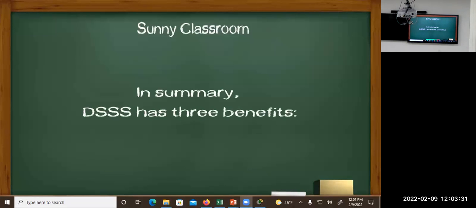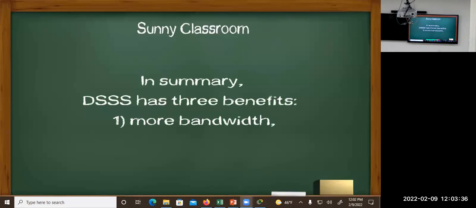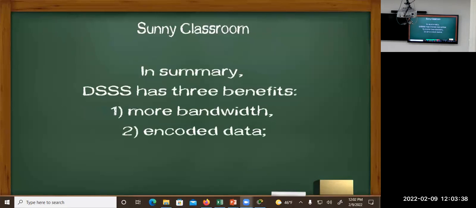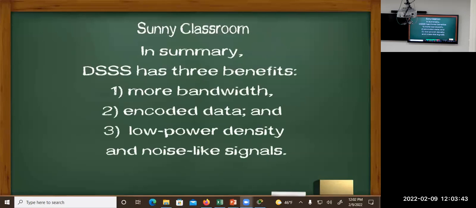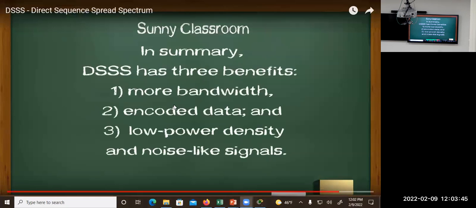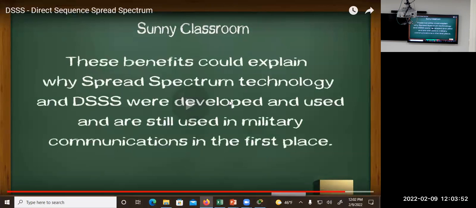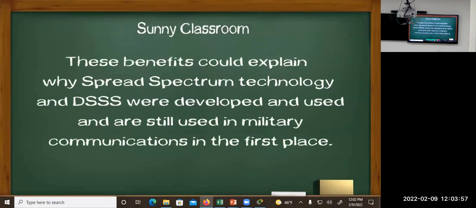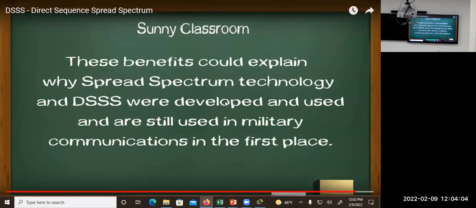In summary, DSSS has 3 benefits. 1. More bandwidth is used. 2. Data are encoded. And 3. Low power density and noise-like signals are harder to detect and interfere with. These benefits could explain why spread spectrum technology and DSSS were developed, and are still used in military communications in the first place.